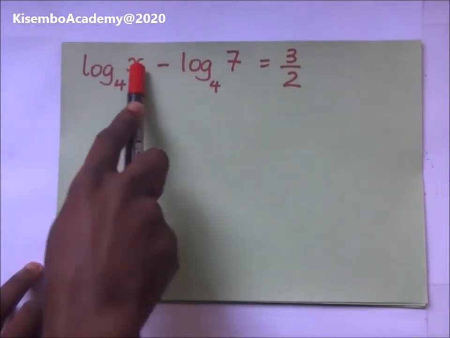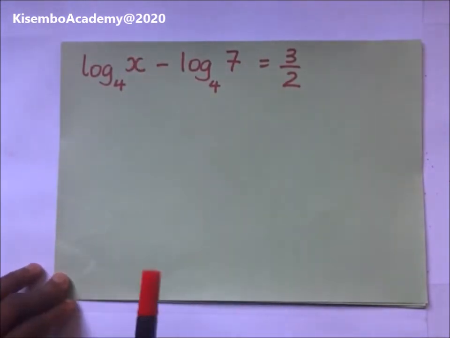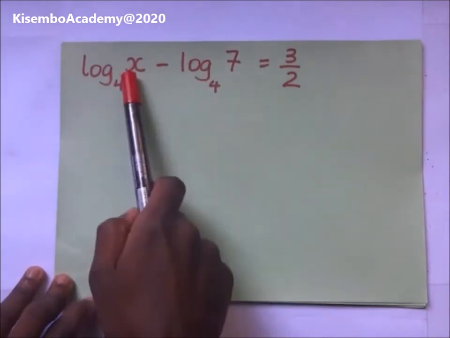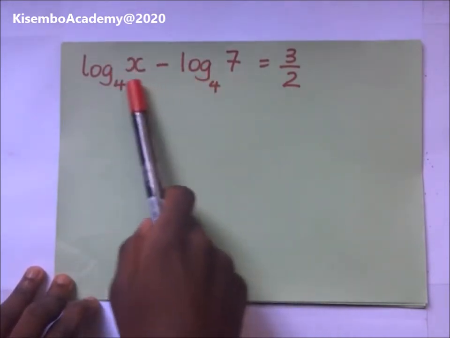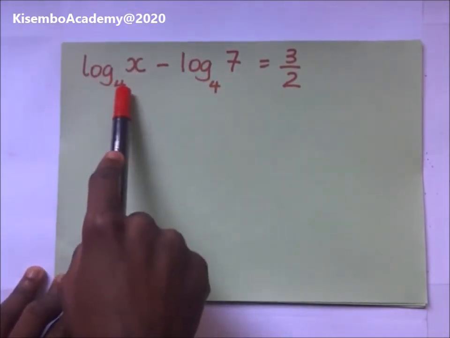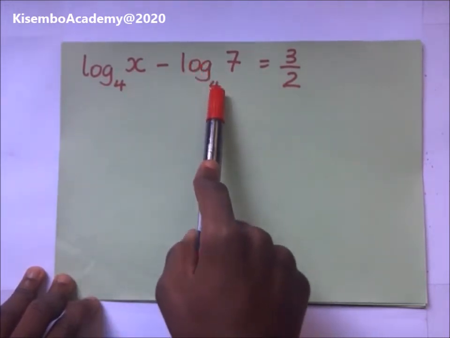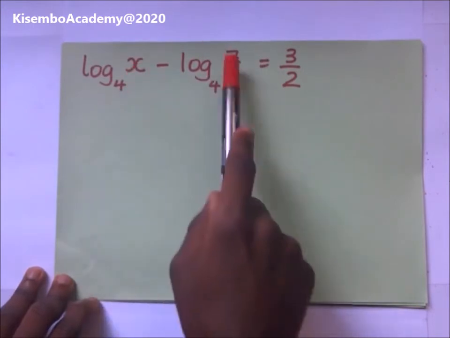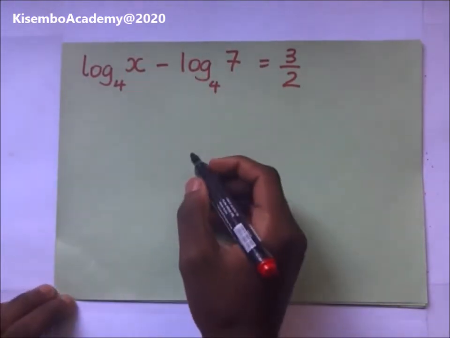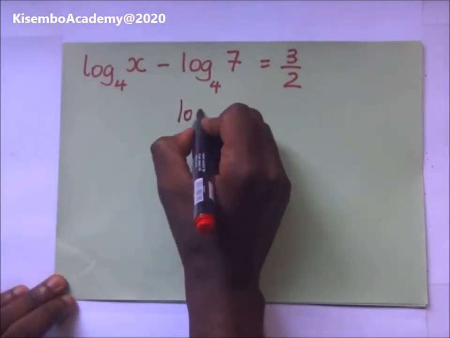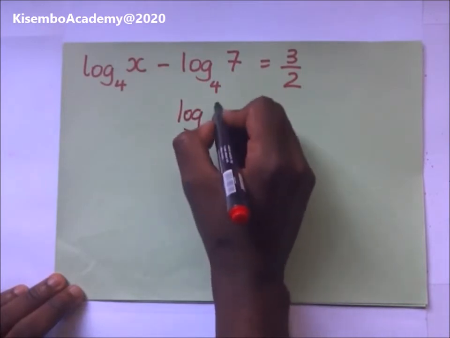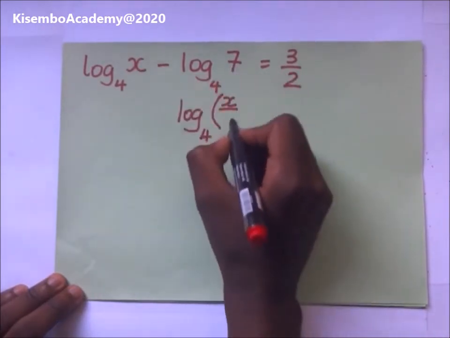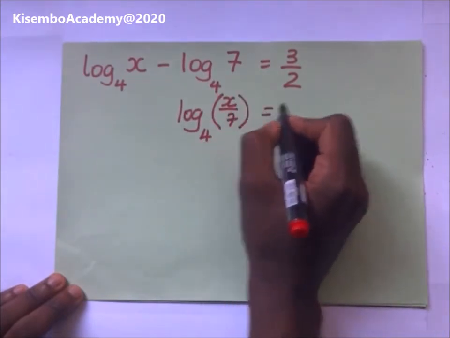Here we are required to find the value of x. So using the property of subtraction of logarithms, we know that this logarithm is to base 4 and this logarithm is to base 4. And since it is subtraction of logarithms, it means it's going to be x divided by 7. So we maintain the base, it will become log to base 4 of x over 7 is going to give us 3 over 2.